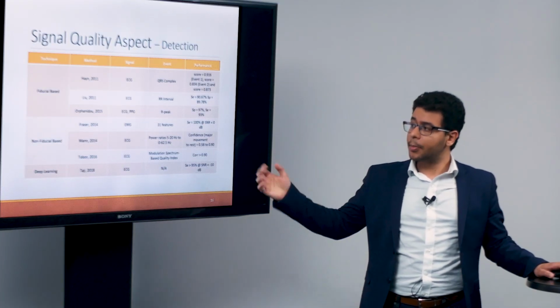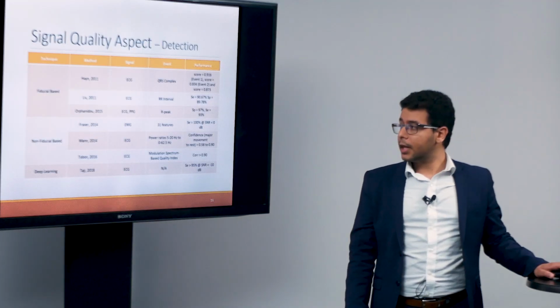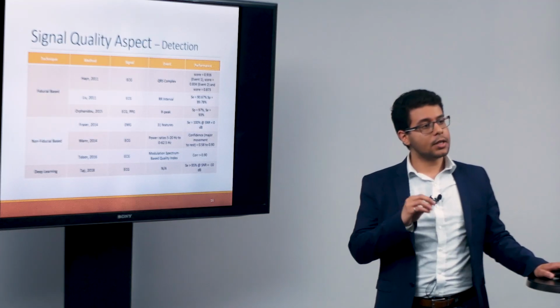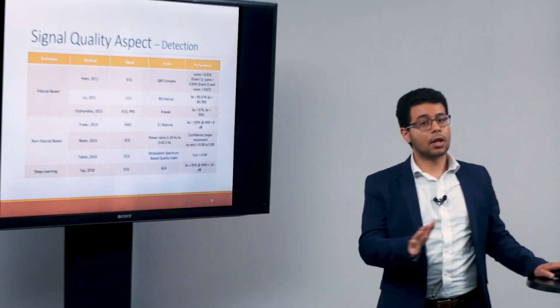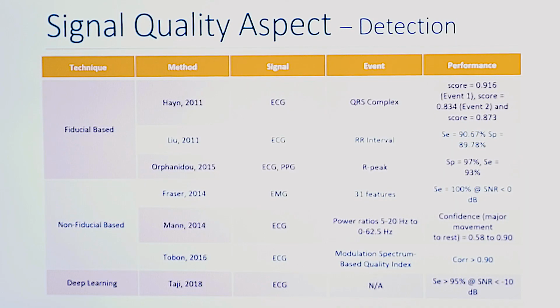The second subcategory is non-fiducial based. In non-fiducial based techniques, we're not trying to identify any points or landmarks in the signal. Usually these techniques simply use power or some sort of ratio in order to determine whether there is noise or not. So we can see these different types of techniques. Fraser decided to extract 31 features, none of them dependent on any landmarks or fiducial points, and fed them into a machine learning algorithm, and was able to achieve sensitivity over 100% for SNR less than 0 dB.